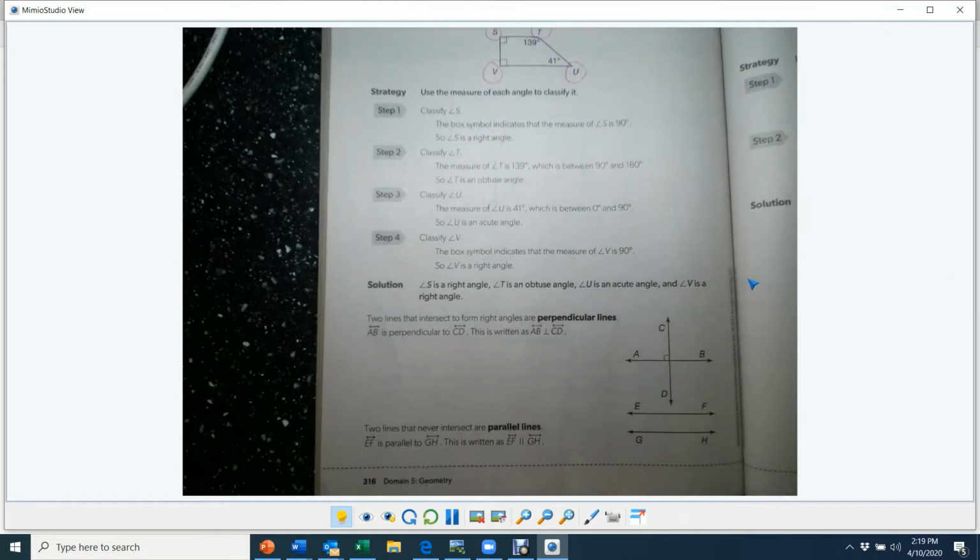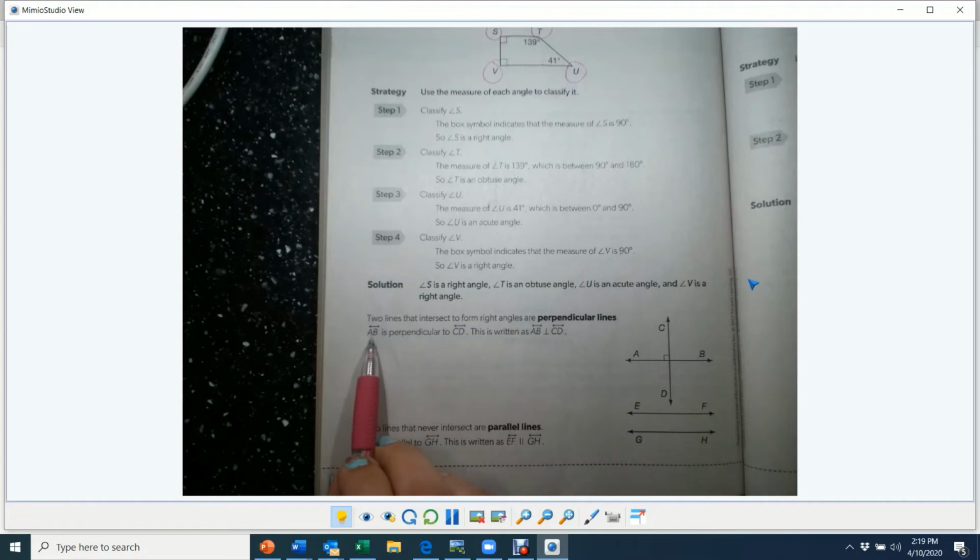All right, let's look at this one. It says 2 lines intersect to form right angles that are perpendicular lines. So remember, they're intersecting lines, but because of the way they're intersecting, they're perpendicular. They make 4 90-degree angles.